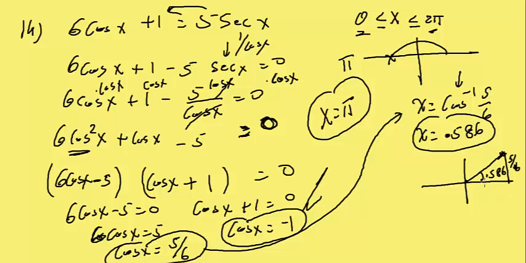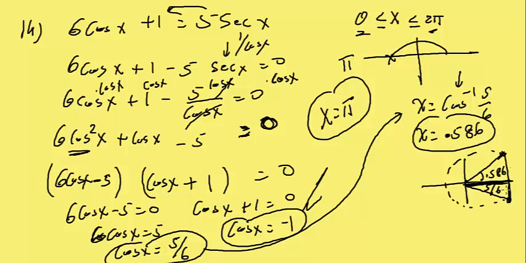Notice that this is the 5 over 6, my cosine right there. Now, notice that I have to go all the way around. There's another angle that my calculator doesn't give me. When I go all the way around in the 4th quadrant, I'm going to get an angle too. This angle is going to have the same 5 over 6 for cosine, and I have to go find that. Your calculator will not give you that.